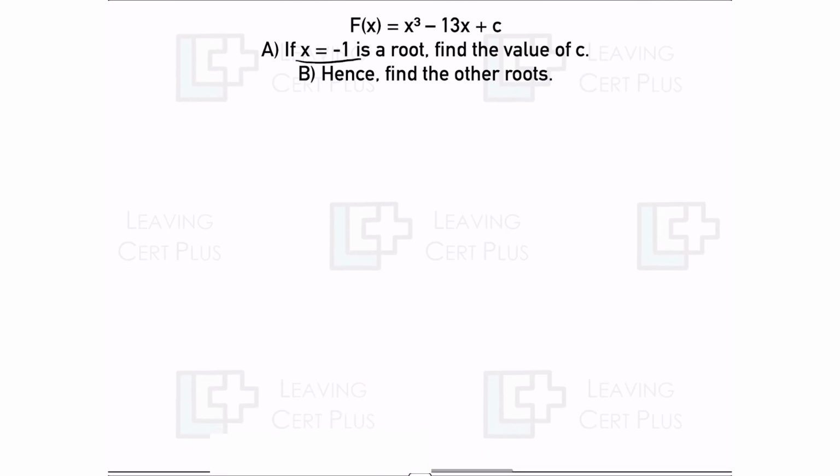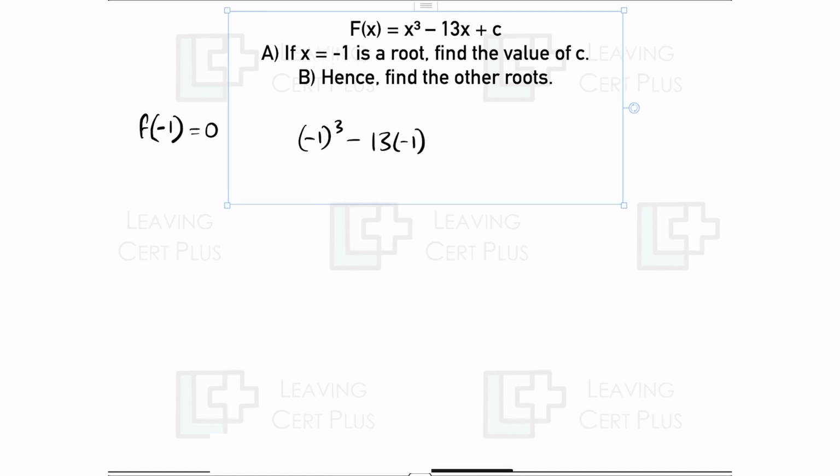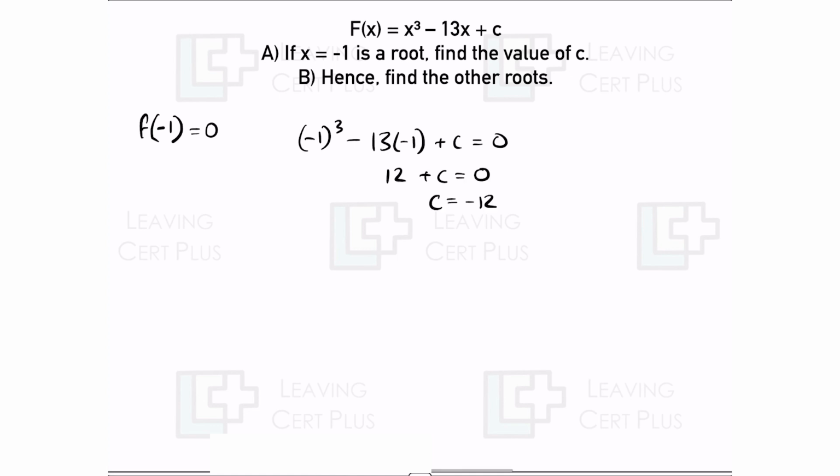Okay, so we're told here that x is equal to minus 1 is a root, and we're asked to find the value of c. So similar to the last question, f of minus 1, when you sub in minus 1 into this, it should equal 0. So minus 1 cubed, minus 13 times minus 1 plus c is equal to 0. So if you put that into your calculator, or just work it out, that's going to be 12. So you can say that's 12 plus c is equal to 0, hence c is going to be equal to minus 12.